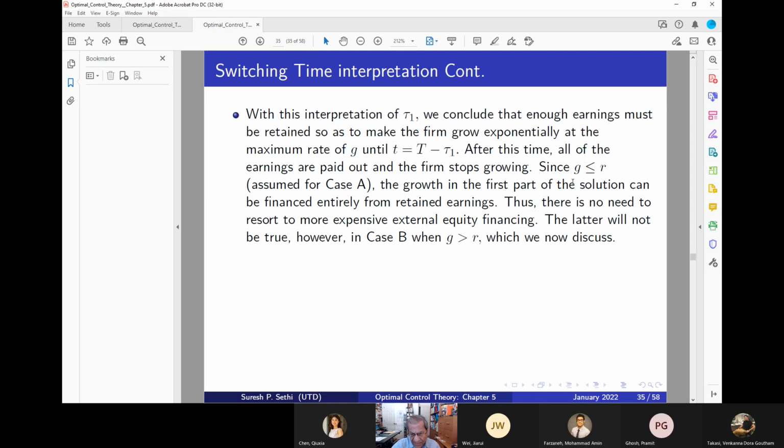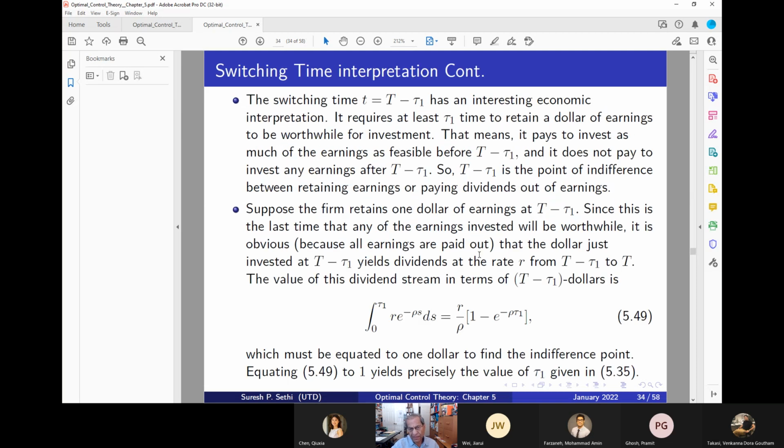Since G is less than R, the growth in the first part of the solution can be financed entirely from retained earnings. Thus, there is no need to have expensive external equity financing. Remember, external equity financing is expensive. I need to pay money to the investment broker, 1 minus C, I have to pay. The latter will not be true in case B, which we will now discuss. So, any question in case A?